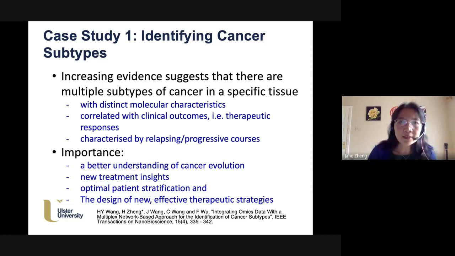So the first case study I want to talk about is applying complex networks to identify cancer subtypes. Of course we all know that cancer is a key challenge. It's still not curable, but treatment is quite important. And even for the same type of cancer, the treatment should be different because patients' responses to the same treatment are different. So it's very important that we understand the subtype, even for the same cancer, so that we can know how to provide optimal patient trials and provide the treatment to them.